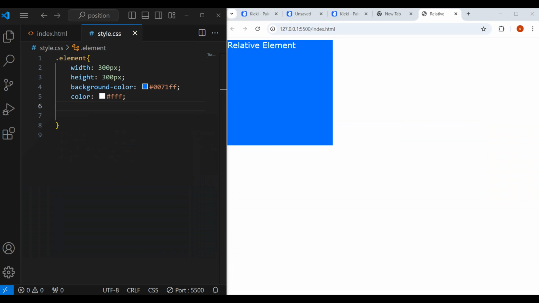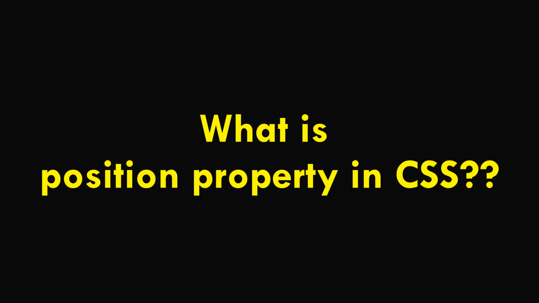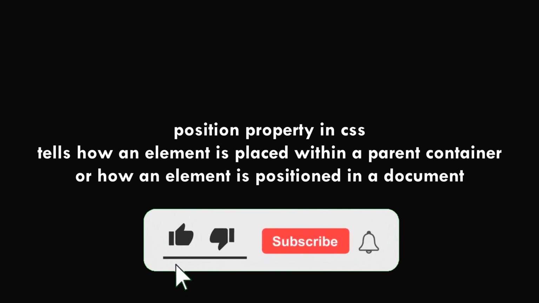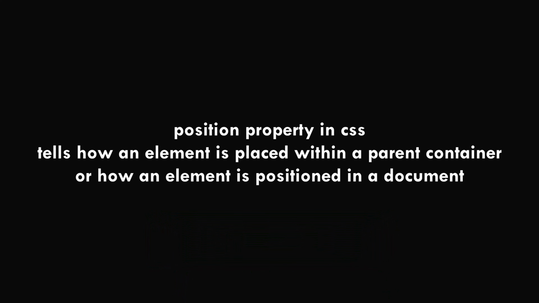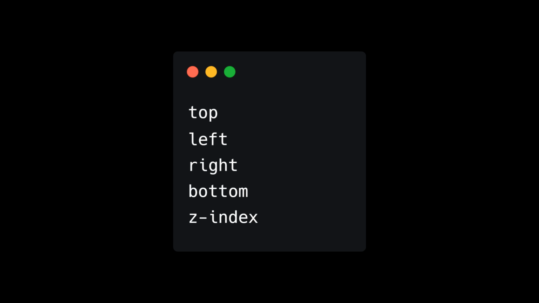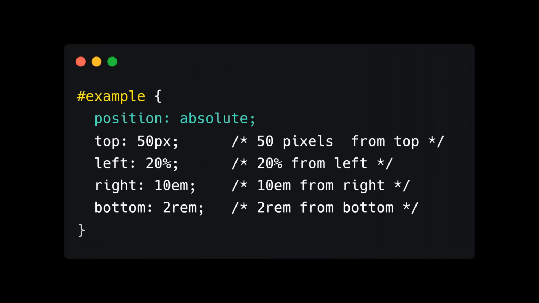Now the main question is, what is the position property in CSS? So guys, the position property tells how an element should be positioned, or how an element should be placed within its parent container or within the document. Okay, the syntax is position: value, and values can be static, relative, fixed, sticky, absolute. Along with this we have a few more, but these are very important. Along with these values we can give some properties, which are top, right, bottom, left and z-index.